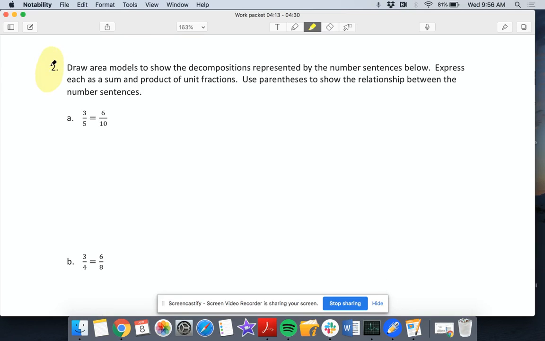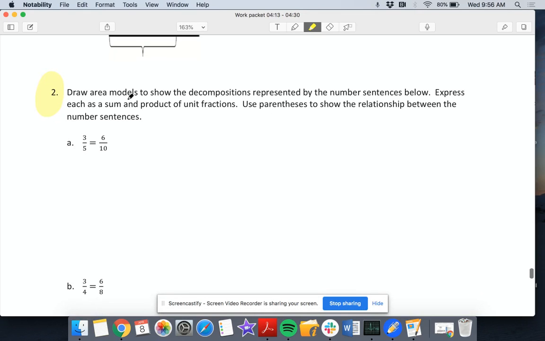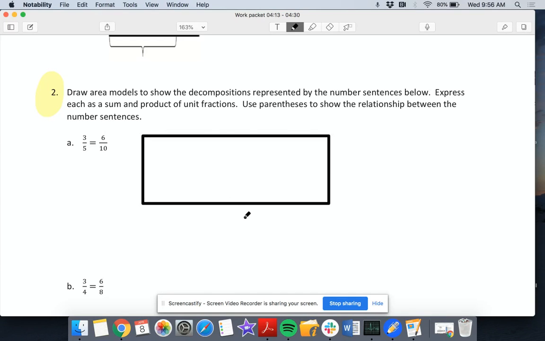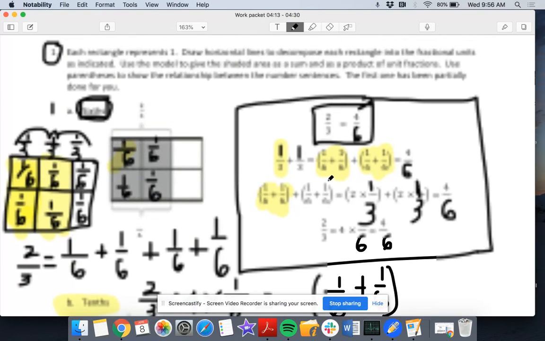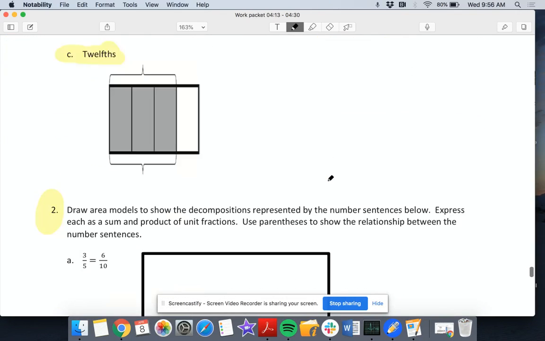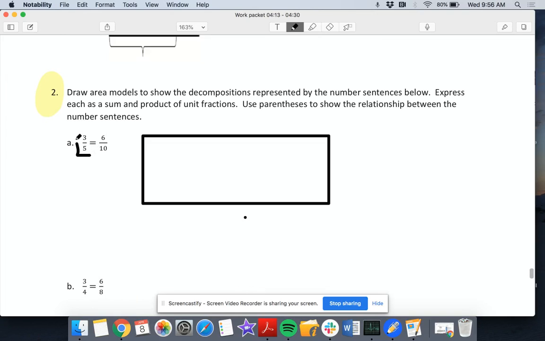And for 2, let's work through one of these together. So draw an area model to show the decomposition represented by the number sentences. Express each as a sum and a product of unit fractions. So that's pretty much what we already did up here. Okay. So first things first, let's represent this 3/5. So I know I'm going to need to have 5 equal boxes. 1, 2, 3, 4, 5. Each unit fraction now is 1/5.